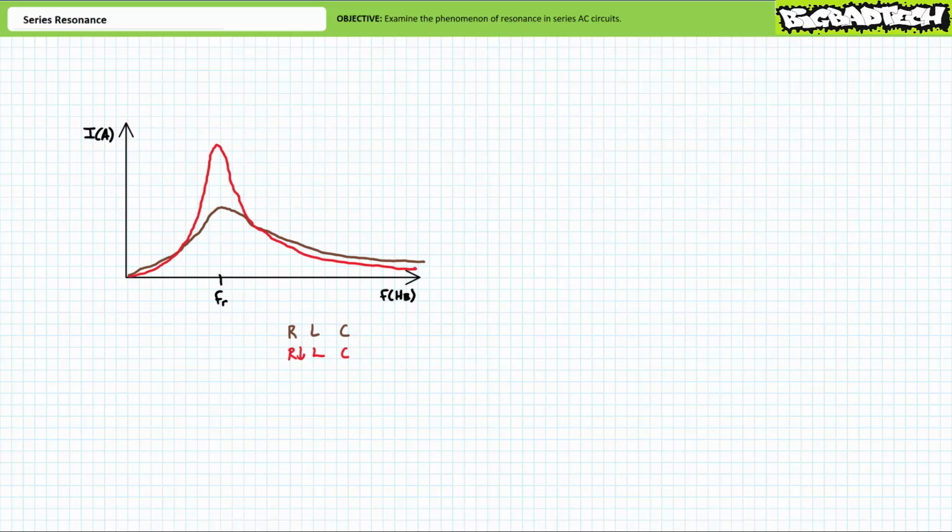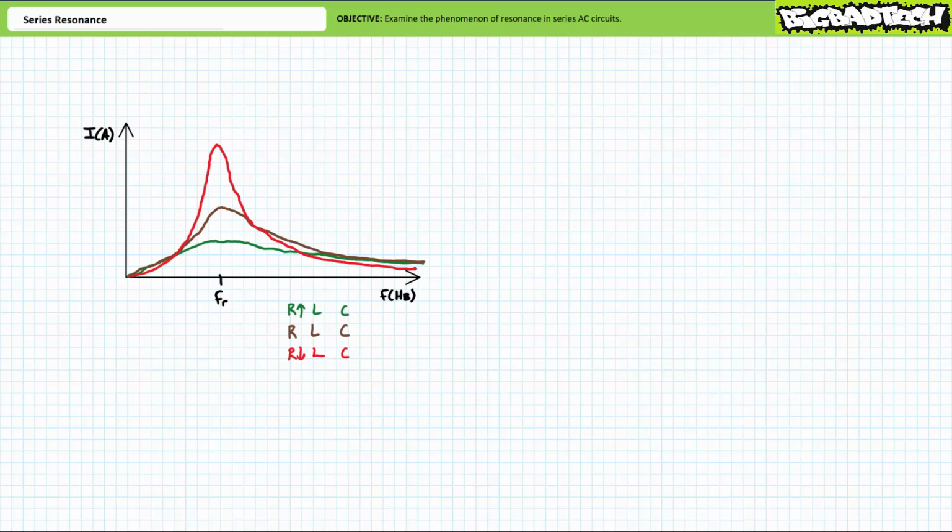If we kept the inductor and capacitor the same but decreased the resistance, the resonant frequency will remain fixed. However, the smaller resistor would permit more current to flow. As such, we might expect the plot of source current as a function of frequency to look like this, where current peaks at a higher value. As a result, the circuit has a higher quality factor and a smaller bandwidth.